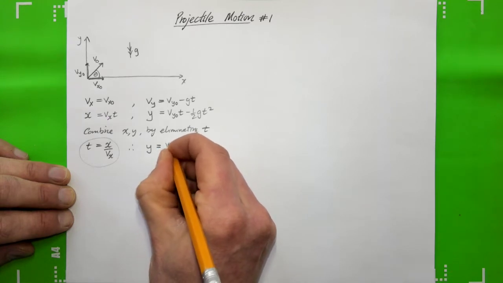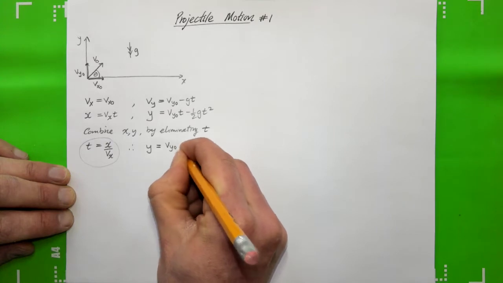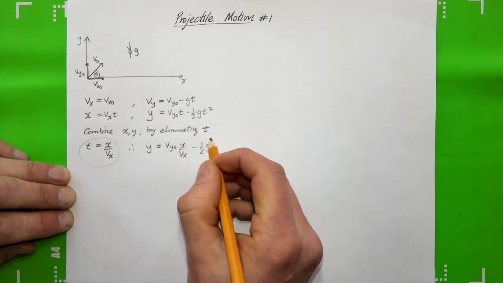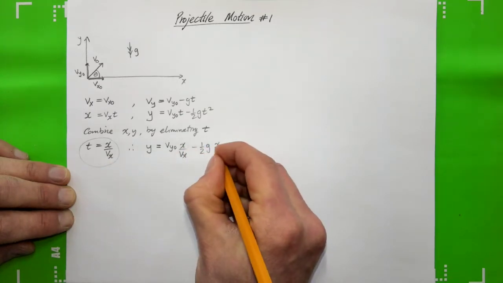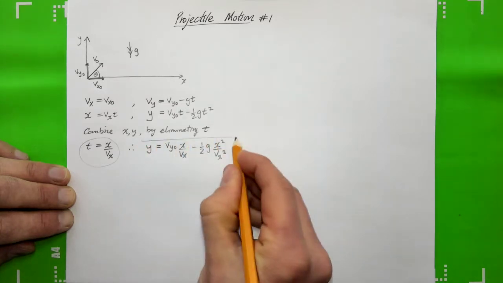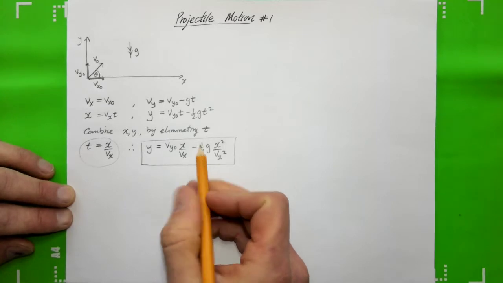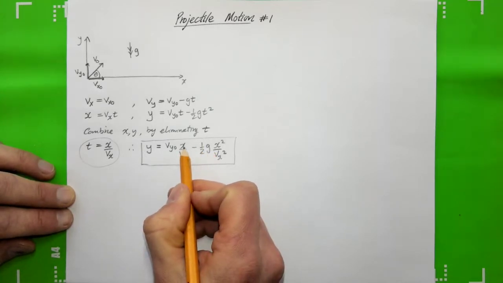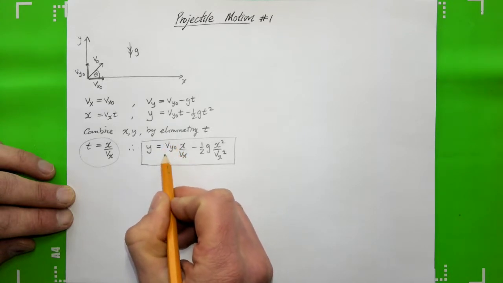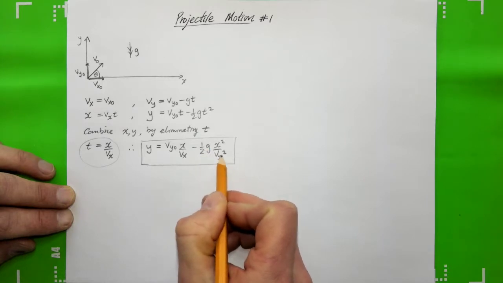So this will simply be Vy naught times t. T, of course, is now x over Vx, minus 1/2 g t squared, but t is now x over Vx, so it's x squared over Vx squared. And this equation here is the trajectory equation, and it has, as you might notice, the form of a parabola because it has an x term and an x squared term, and so the coefficients would be this collection of terms here, Vy over Vx, and the coefficient for the x squared term will be 1/2 g over Vx squared.